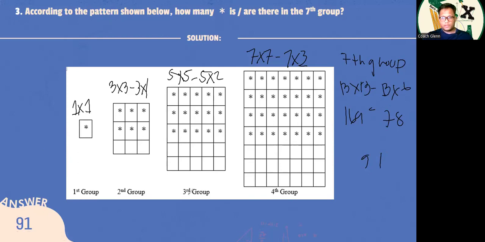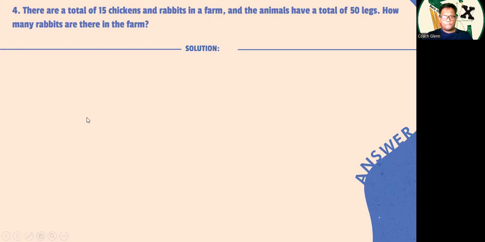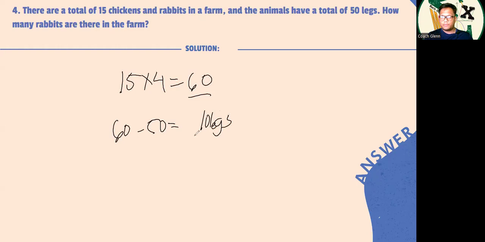Okay, next, let's have the next problem. For this one, all we need to do is assume that they are all rabbits. So we have 15 times 4, so you have 60. So get the extra legs you have. So 60 minus 50, you have extra 10 legs. So just divide that by 2. That's equal to 5. So the answer here is 5 chickens and 10 rabbits. The final answer here should be 10 rabbits.